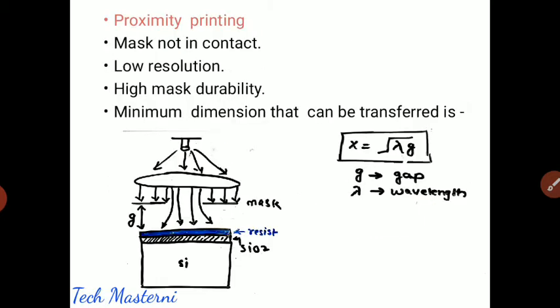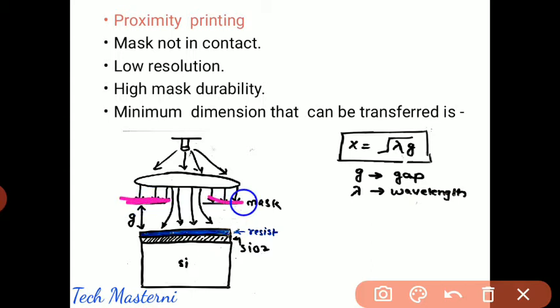Now let's see the second type of printing, which is proximity printing. Due to the mask placed in contact with the photoresist in contact printing, we have low durability of mask. So what we need to do is separate the mask from the photoresist. In this type of printing, I have placed my mask far above the photoresist. So the durability of the mask will be higher.